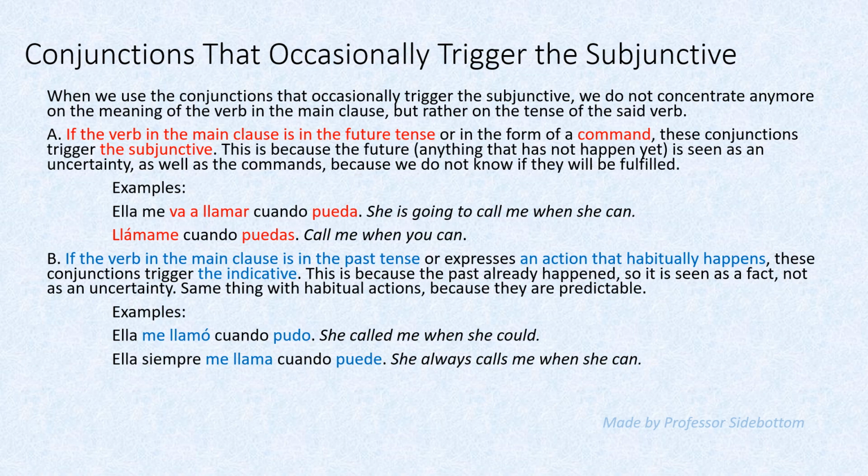This is because the future, anything that has not happened yet, is seen as an uncertainty, as well as the commands because we do not know if they will be fulfilled. And here are two examples. Ella me va a llamar cuando pueda. She's going to call me when she can. Cuando triggers subjunctive here because I don't know when she can call me. I don't know when she will call.